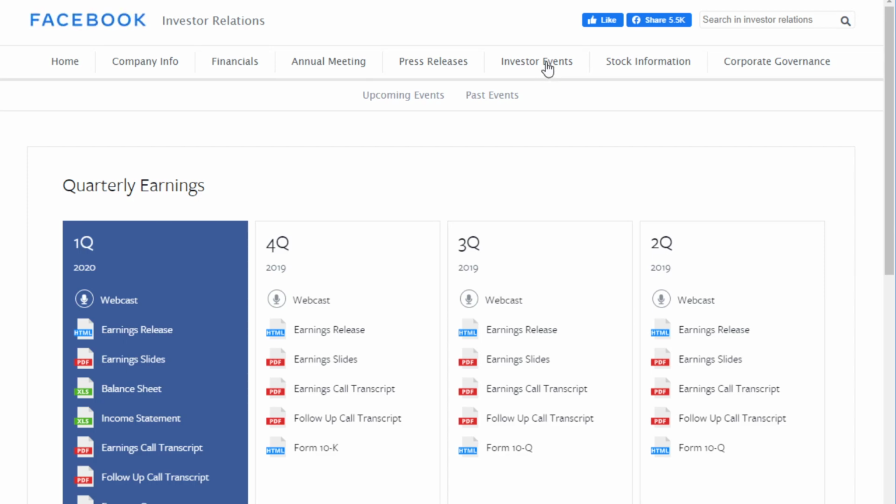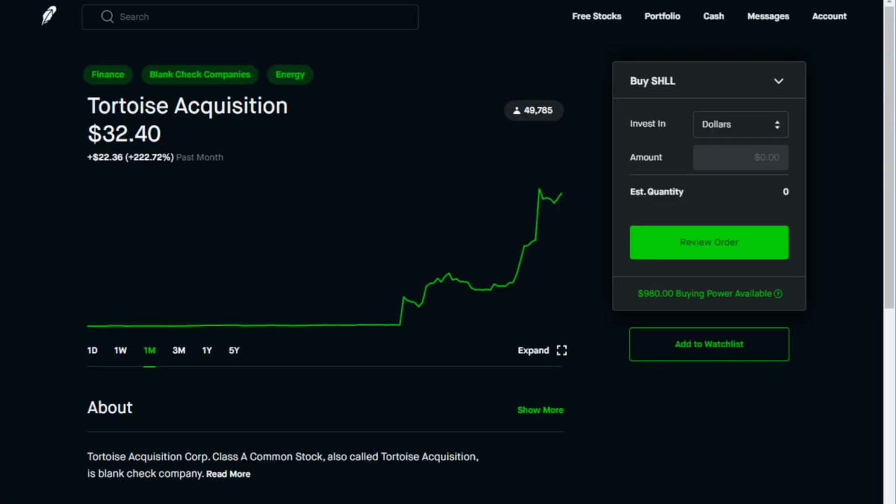Let's now talk about Totus. Totus Acquisition Corporation, with the ticker symbol SHLL, has seen some crazy growth in recent times. In 1 month, if you see, the stock price was hovering about $10 and there was no trade going on. Literally, there's nothing going on. If you see here, the line is pretty straight and all the price is just hovering at the same point.